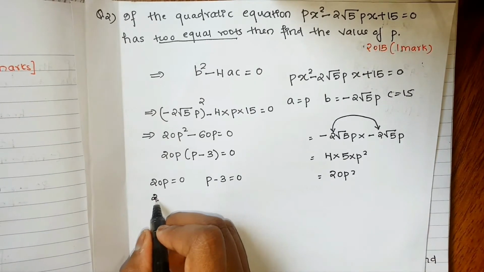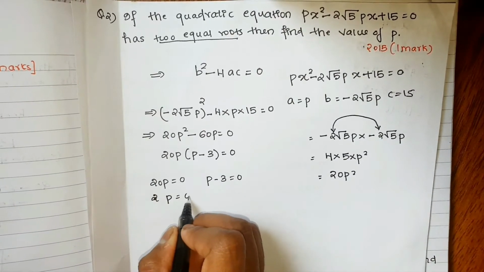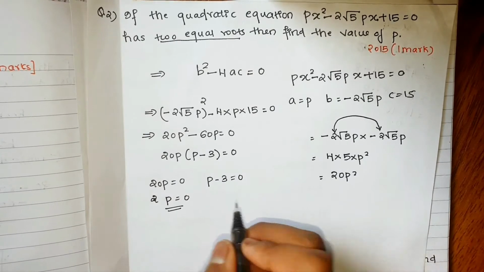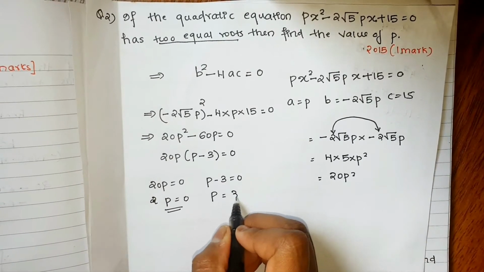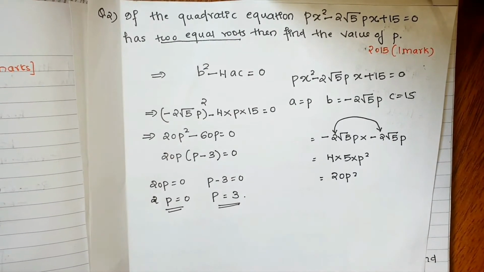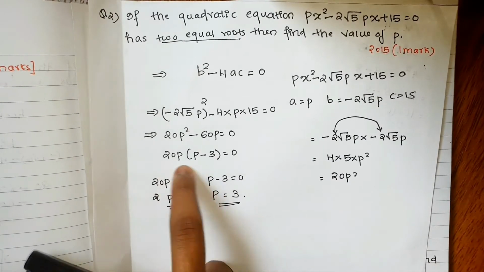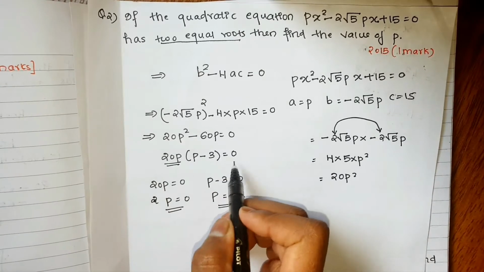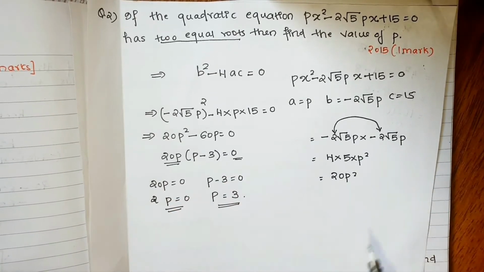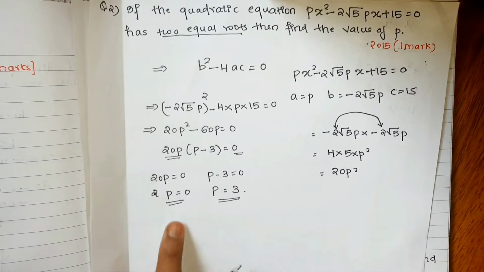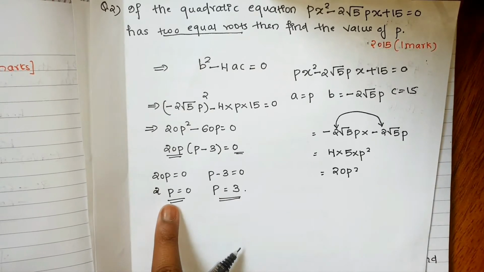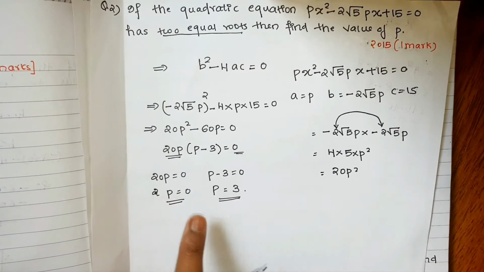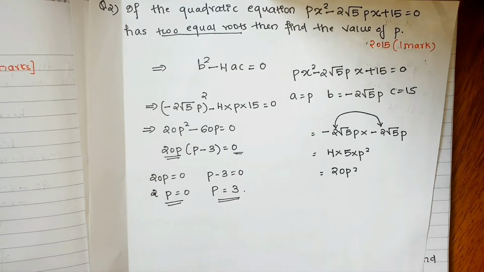If 20p is equal to 0, what is the value of p? p is equal to 0. If p minus 3 is equal to 0, then what is the value of p? p is equal to plus 3. Because this is multiplication, I can equate 20p with 0 and p minus 3 with 0. So these are the values of p. p is equal to 0 and p is equal to 3.